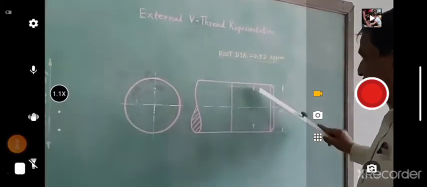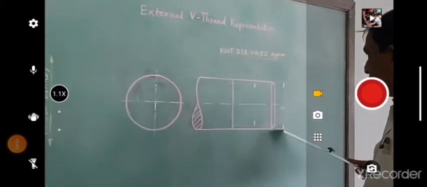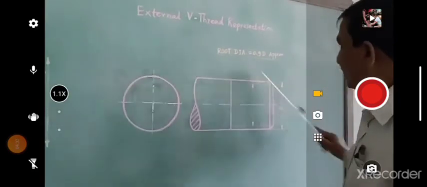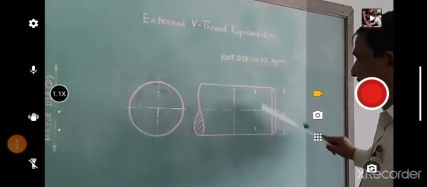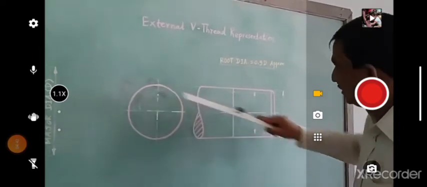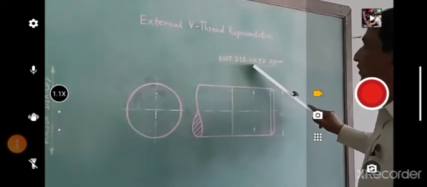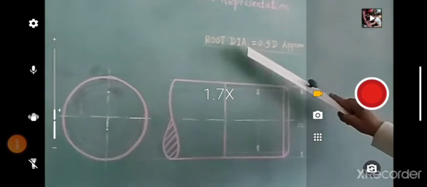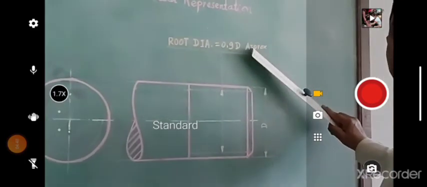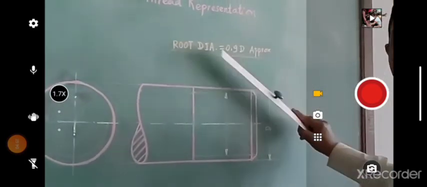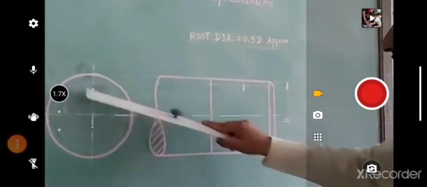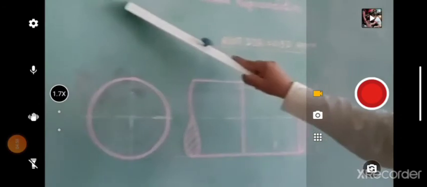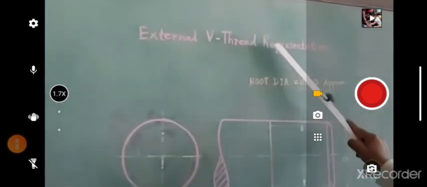So here I have shown this capital D, which is nothing but the major diameter. The root diameter, meaning this inside circle whatever I have drawn, will be approximately 0.9 D. 0.9 D will be taken as this inside diameter. Okay, so like this we have to represent external V threads.